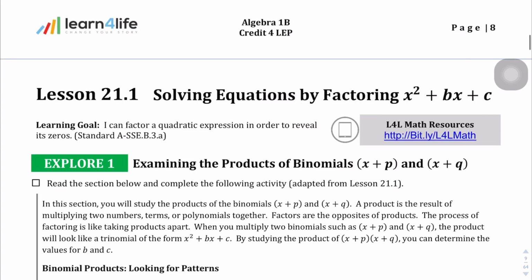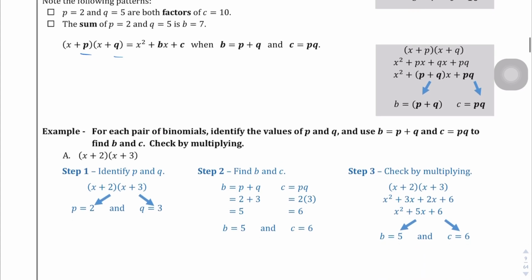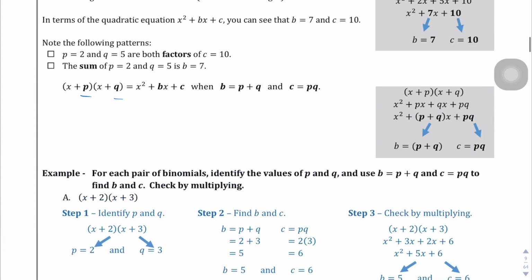We're going to jump straight into page 9, learning how to solve equations by factoring. So let me get one thing straight before we jump into this.